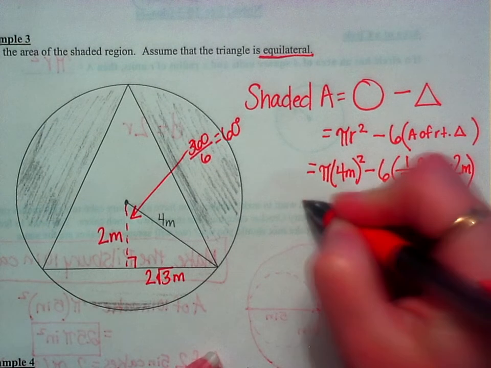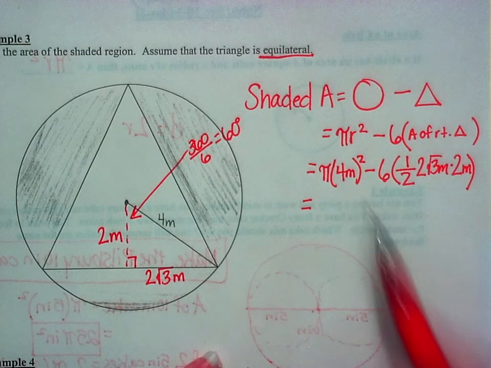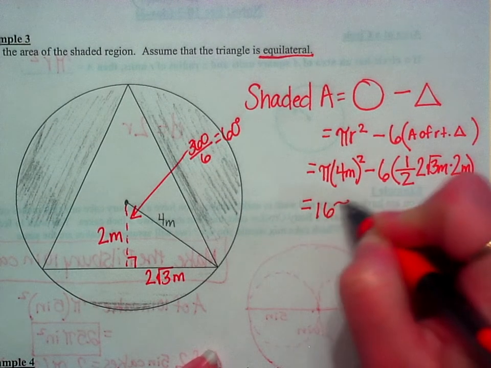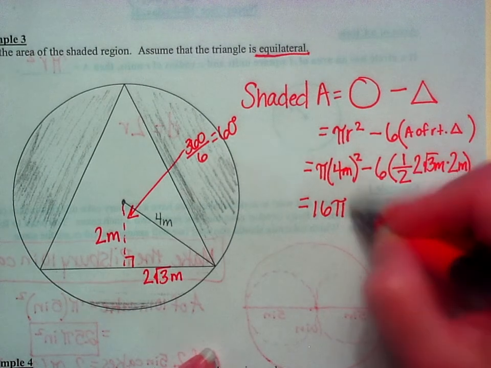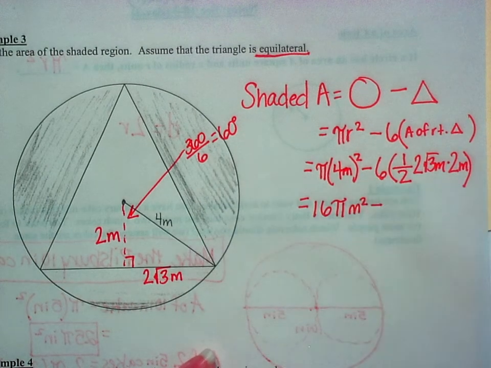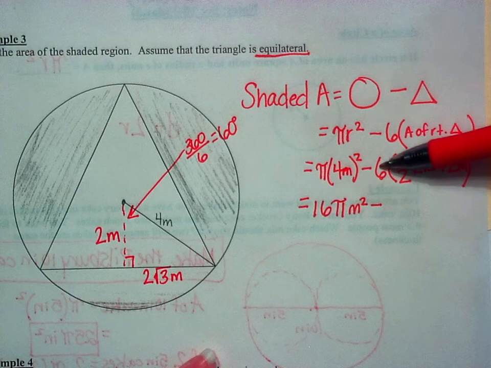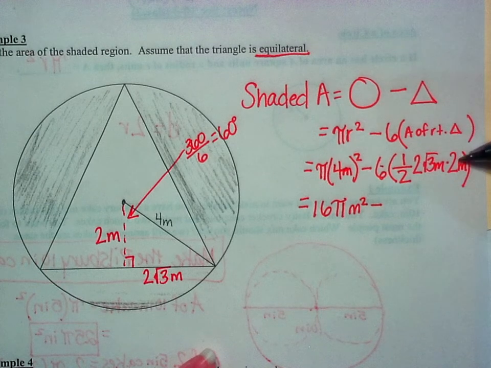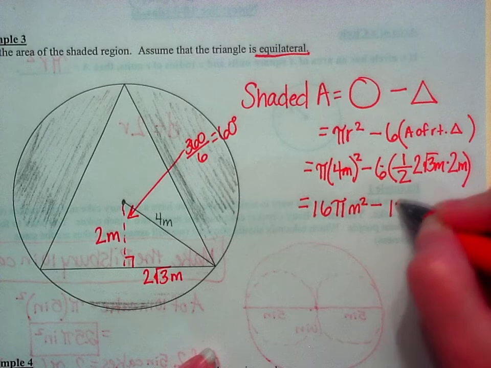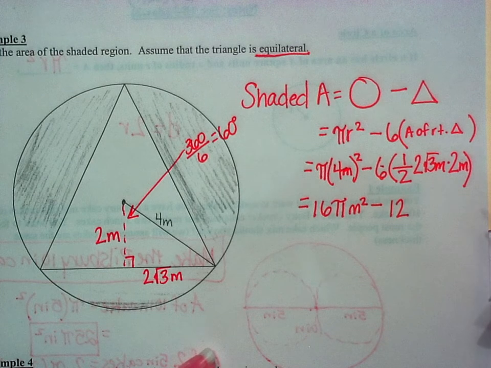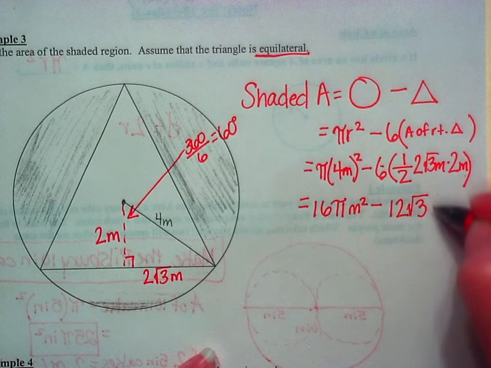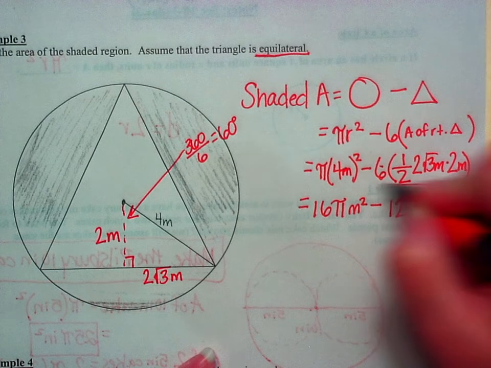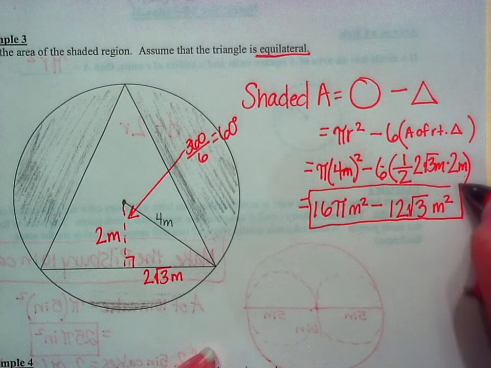Okay? And now we're going to simplify. So 4 squared is 16. So 16, and then we put the pi next to it. Units would be meters squared. Okay, over here, 6 times 0.5 times 2 times 2. You can punch that into your calculator. You get 12. Okay, and then you put the square root 3 next to it. Meters times meters is meters squared. And this is our exact answer.